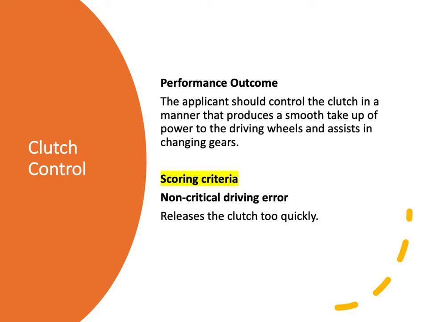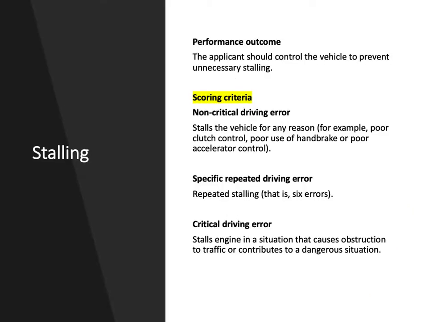Clutch control. The performance outcome for this performance check is the applicant should control the clutch in a manner that produces a smooth take-up of power to the driving wheels and assists in changing gears. It's a non-critical driving error if the applicant releases the clutch too quickly.